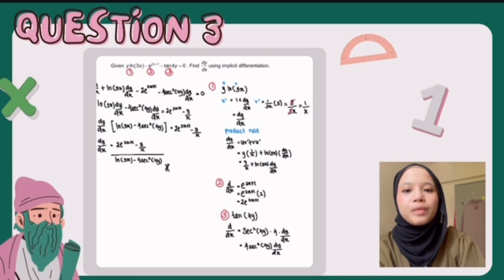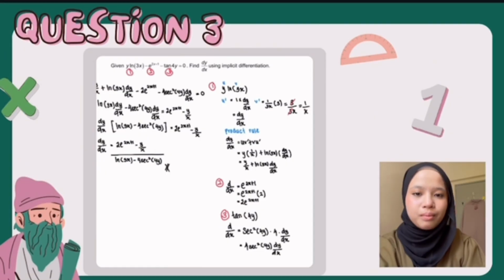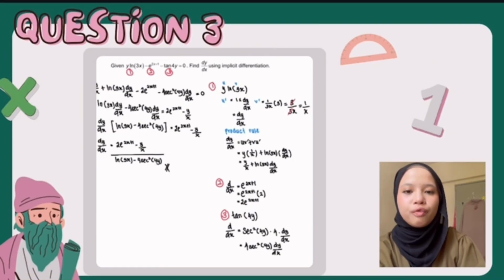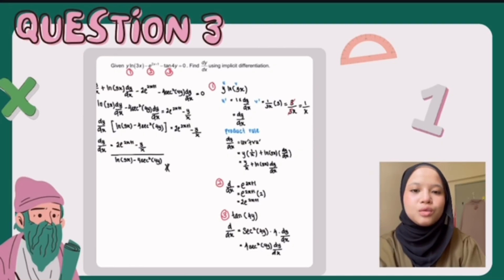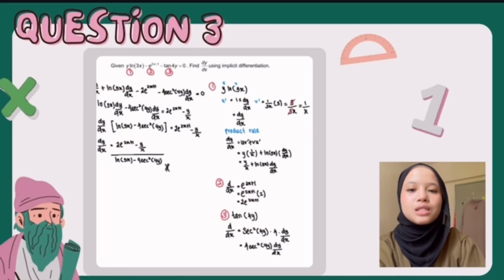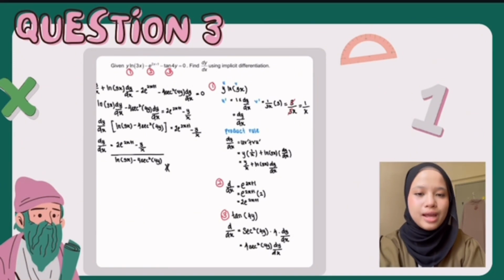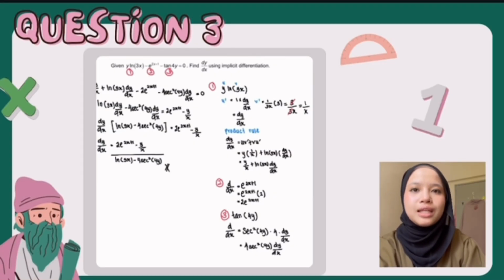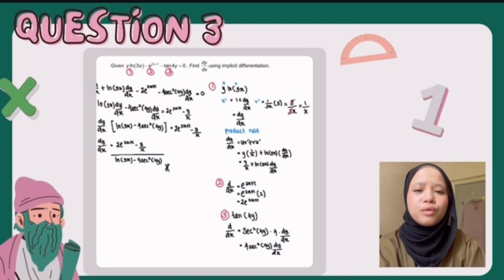So it will become ln 3x dy/dx minus 4 secant squared 4y dy/dx equals 2e to the power of 2x plus 1 minus y over x. After that, we need to factorize the terms that have dy/dx, and it will become dy/dx times ln 3x minus 4 secant squared 4y, equals 2e to the power of 2x plus 1 minus y over x. After that, we need to make dy/dx the subject, and arrange the other terms at the back, which is the final answer.